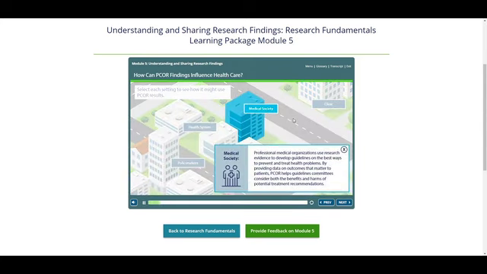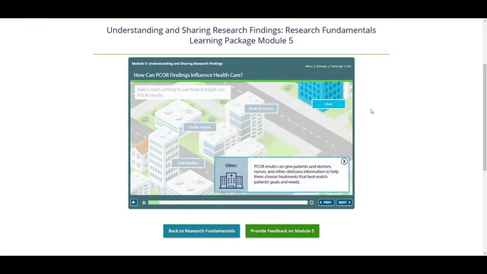Professional medical organizations use research evidence to develop guidelines on the best ways to prevent and treat health problems. By providing data on outcomes that matter to patients, PCORI helps guidelines committees consider both the benefits and harms of potential treatment recommendations.